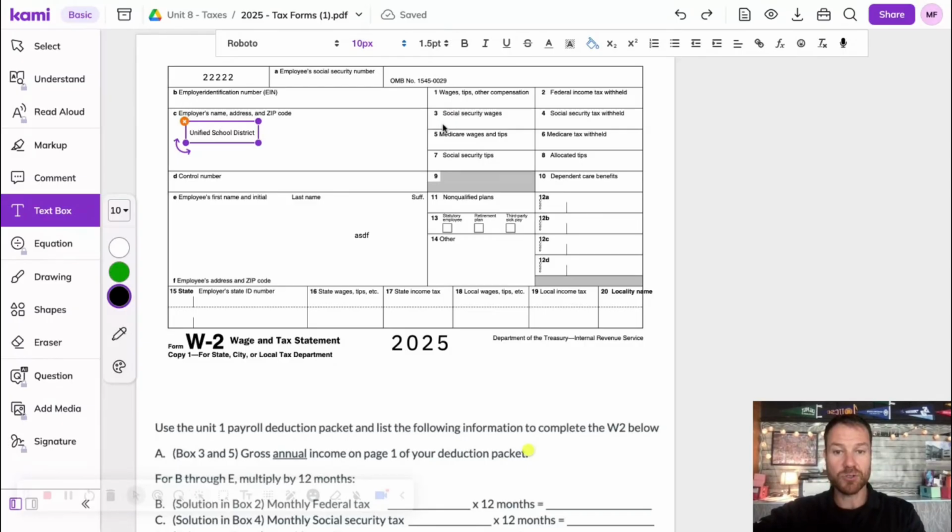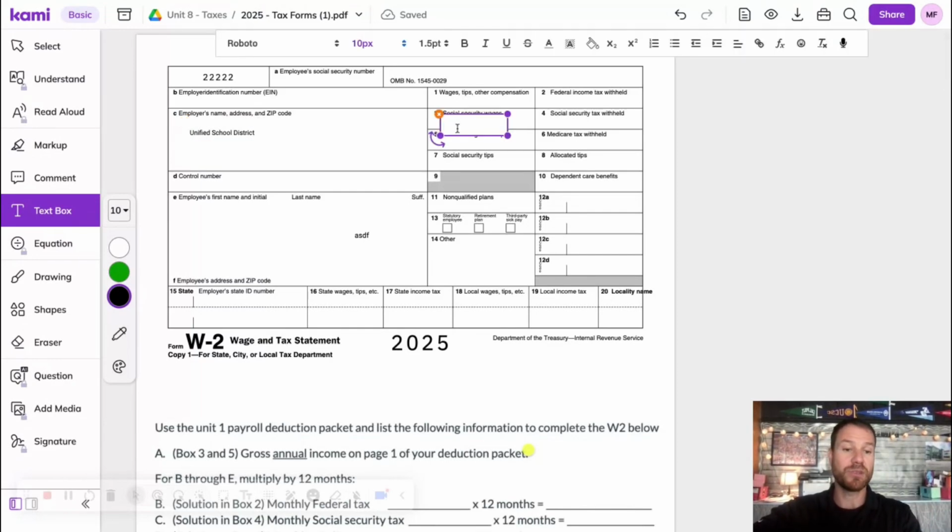Next up, for the Social Security wages, Box 3, and Box 5, Medicare wages and tips, I will enter my gross annual salary, which they found from that payroll deduction packet. Or if you're doing this on the fly, you could just use any annual income for a career of your choosing. For the sake of ease, I'm going to use $100,000.